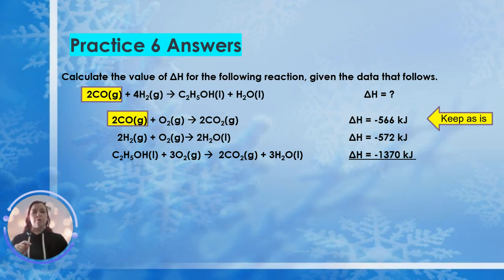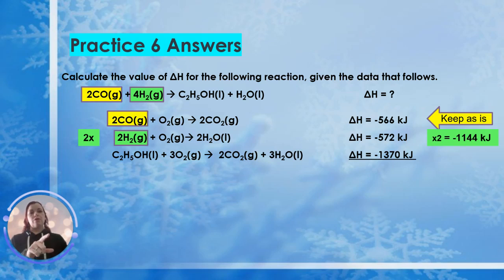So let's keep moving through the reaction here. Next, we encounter our 4H2. So I can find H2 in the second reaction, but it has a coefficient of 2. So to solve this, we're going to multiply this whole reaction by 2, which means that we're also going to multiply our delta H value by 2. And so when I do that, I get a negative 1144. Now, I like to go ahead and do the math as I'm working through the steps, but for each individual delta H.